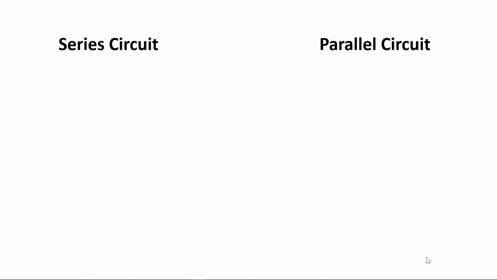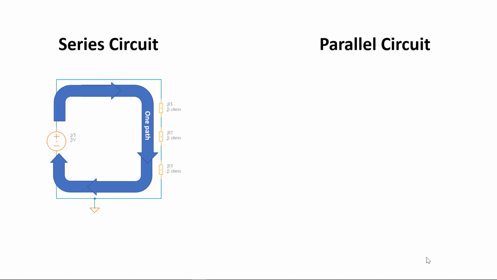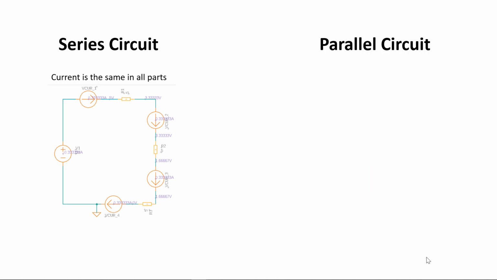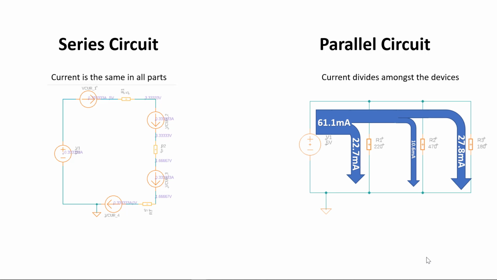Let's review what we've learned by comparing and contrasting series and parallel circuits. Series circuits have one path for current. Parallel circuits have more than one path for current. Current is the same in all parts of a series circuit. Current divides amongst all the devices in a parallel circuit. In a series circuit, the total current equals the current through I1 equals the current through I2 equals the current through I3, and so on. In a parallel circuit, the total current equals the sum of the branch currents, or IT equals I1 plus I2 plus I3, and so on.